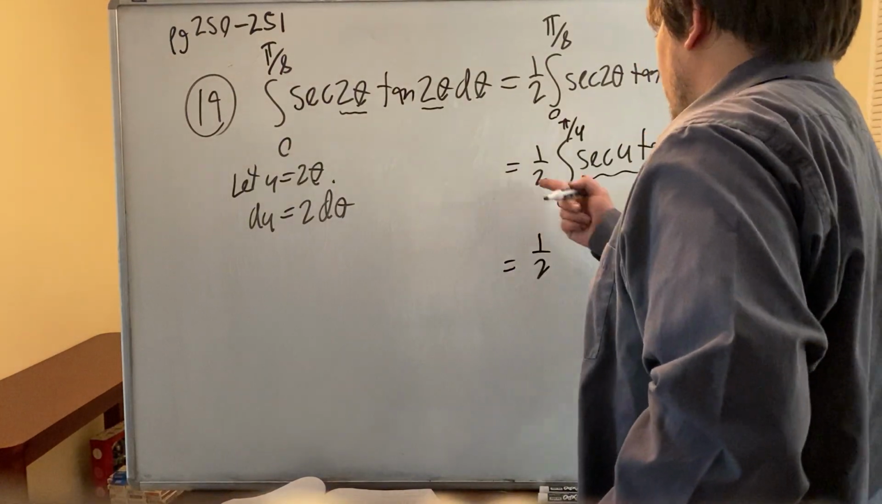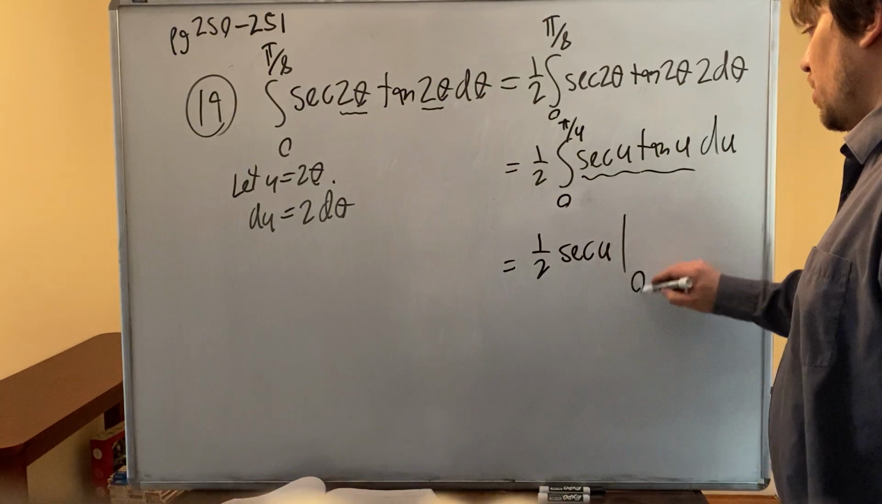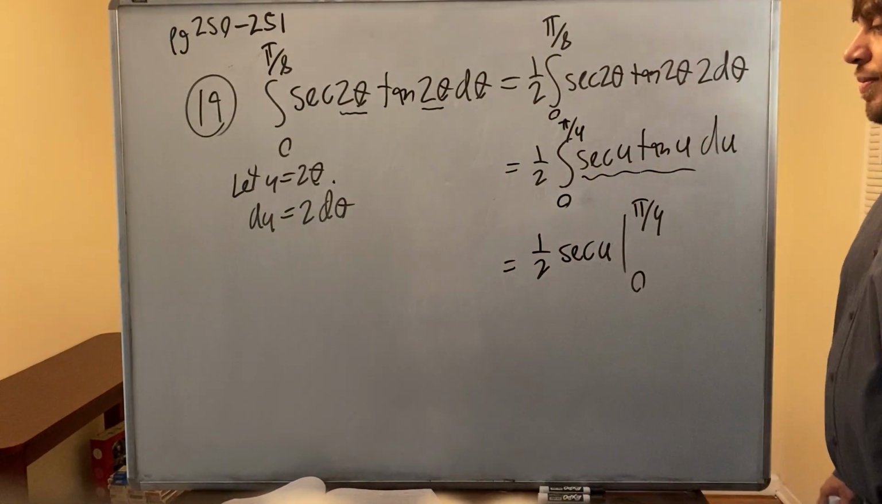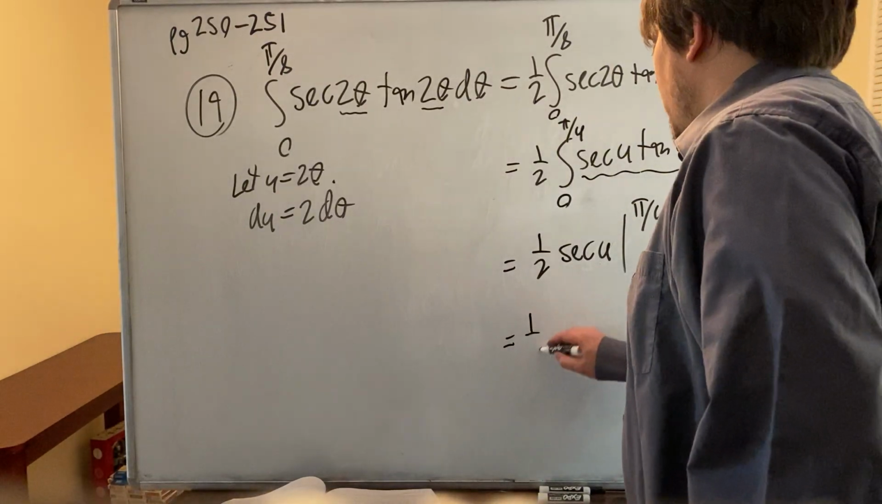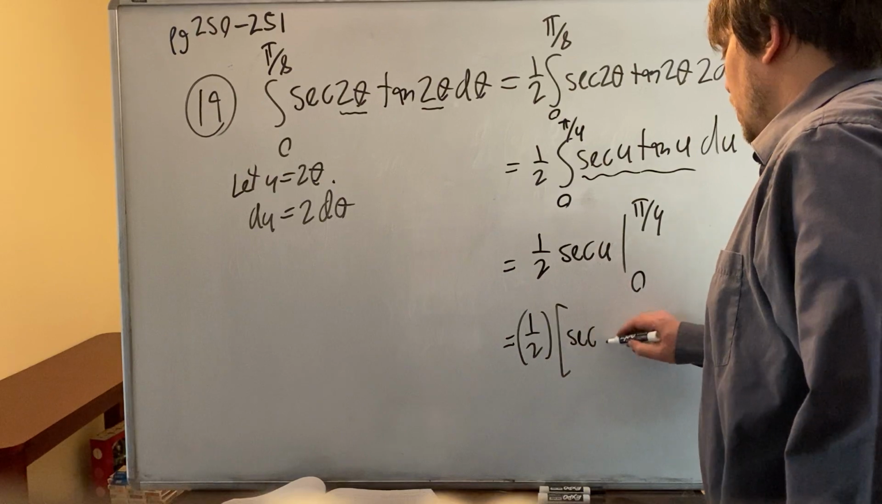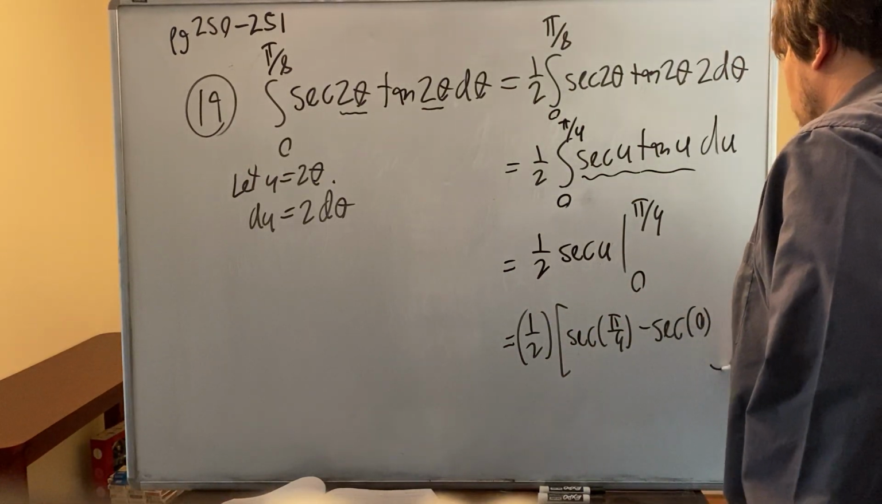And so this is 1/2, because of the 1/2 there, secant u, evaluated from 0 to pi over 4, applying the evaluation theorem, this equal sign. And so this is equal to 1/2 times secant of u, which is secant of pi over 4, minus secant of 0. Okay?